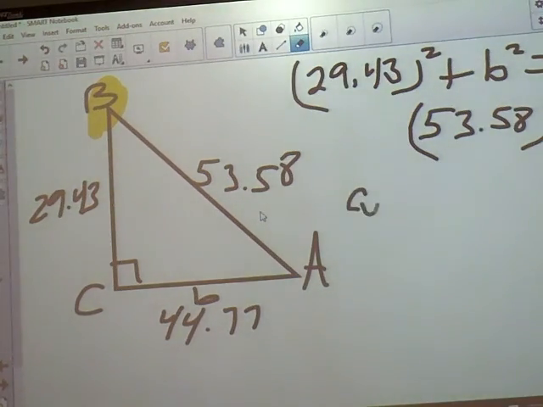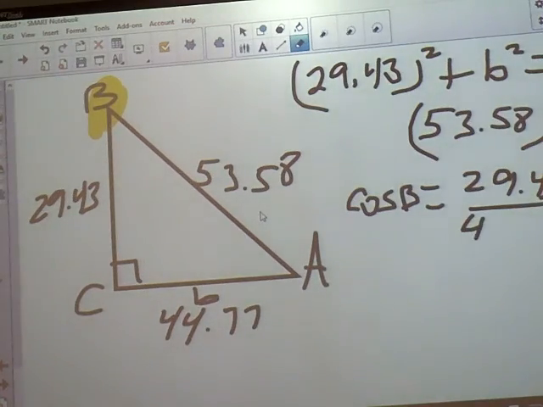Cosine, so I got the cosine of B is equal to adjacent over hypotenuse. I started to write the wrong one. 53.58. Alright, so I would go ahead and get on the dry erase board so we don't jumble up our picture. I would go ahead and divide that, 29.43 divided by 53.58.